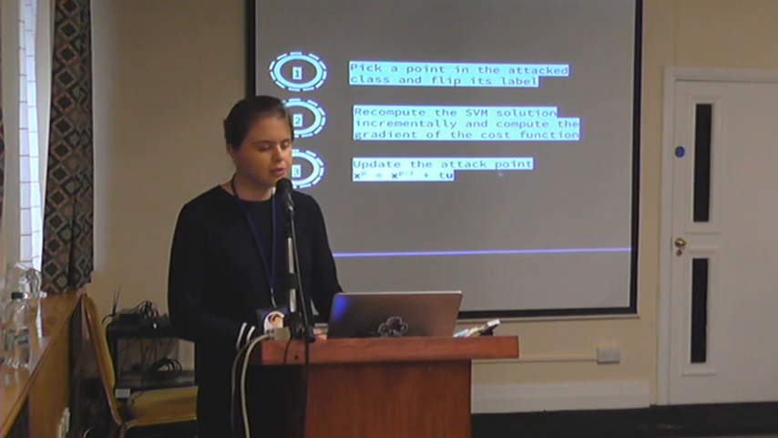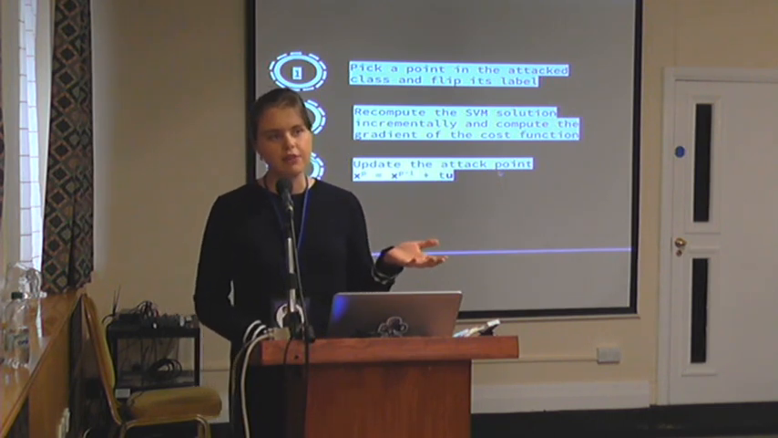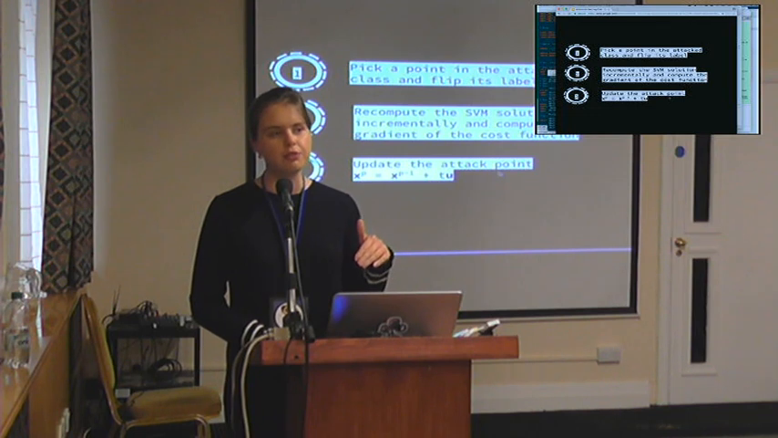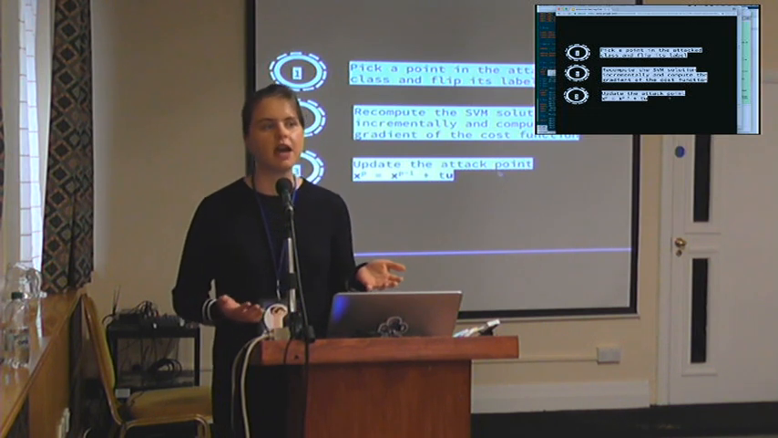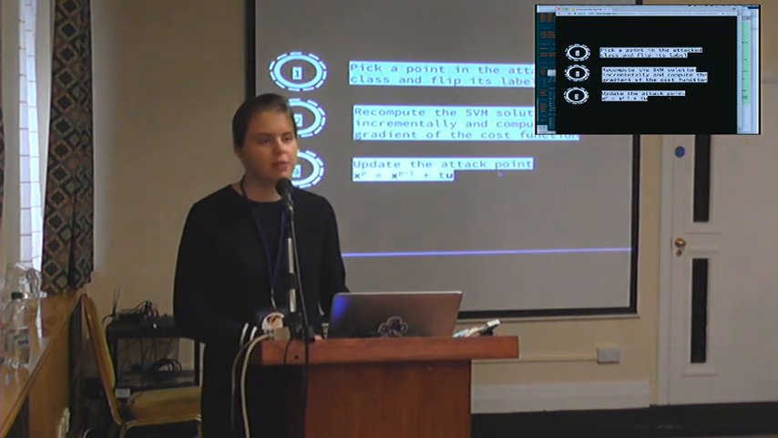And then you recompute the gradient of your cost function, which you defined previously, so that you know which direction your data point needs to move in such a way as to maximize the cost function, so to maximize the damage that you've done to your algorithm. And then you basically repeat this as long as you want.